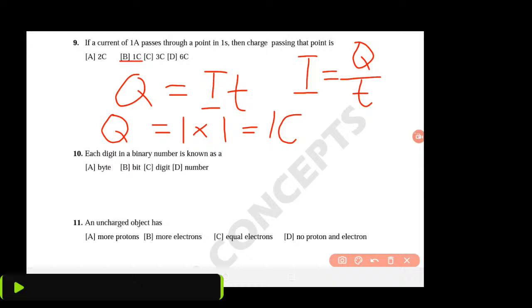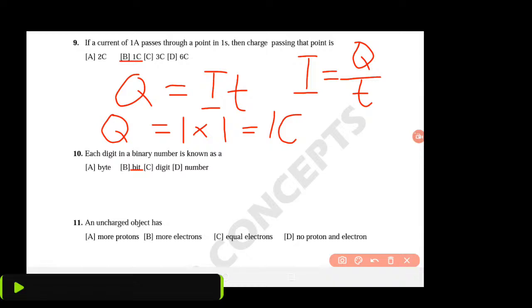Okay, let's go to question number 10. Question number 10 says each digit in a binary number is known as a dash. Each digit in a binary number is known as a bit. We call it a bit.